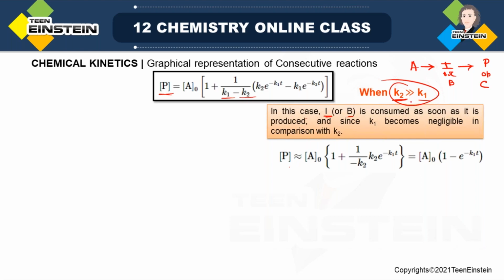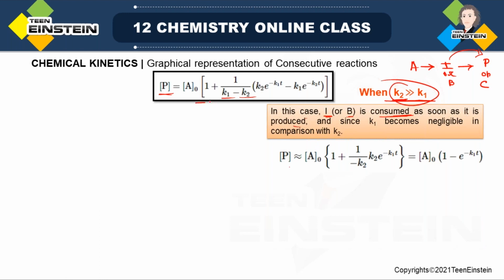In this case, when we are applying this condition, what is its significance actually? The significance is, as here the rate constant for the second step is high, that is K2 is high, it means that as soon as I is formed, it will be consumed. So that is the reason, the rate of conversion of I to P is very high. That means K2 is very high. So if that is the case, now we can ignore K1.